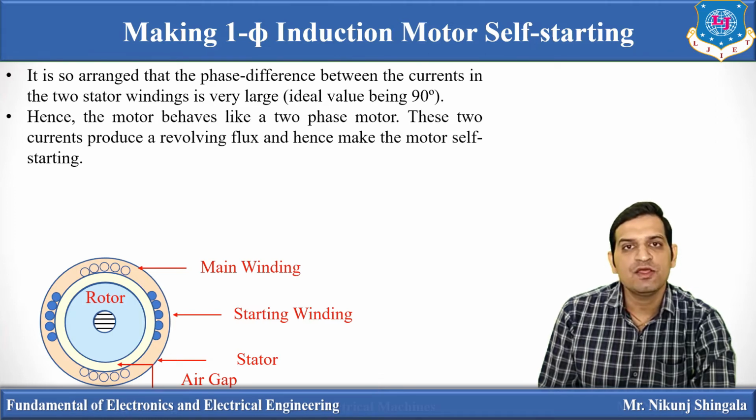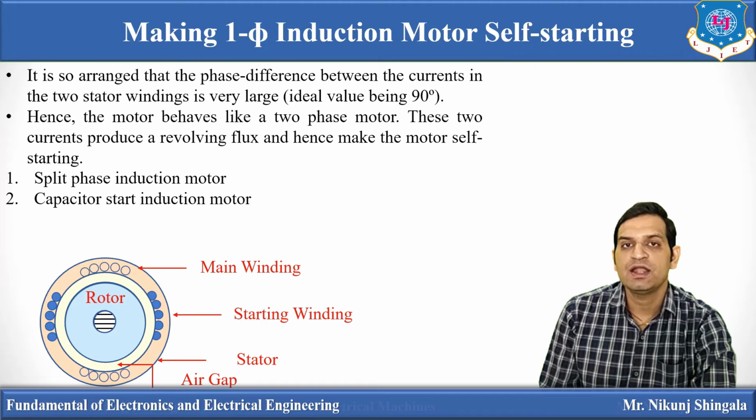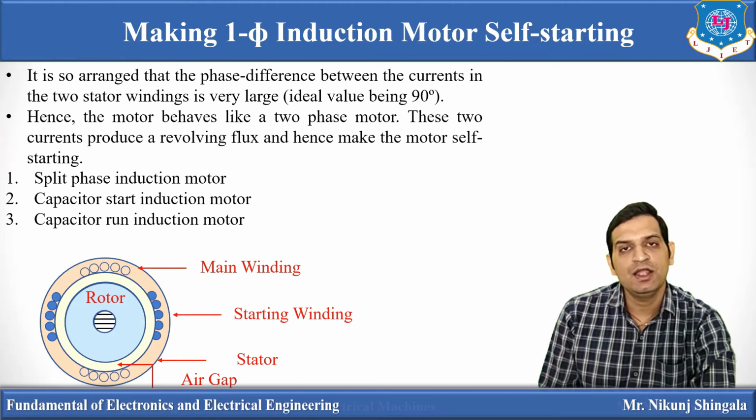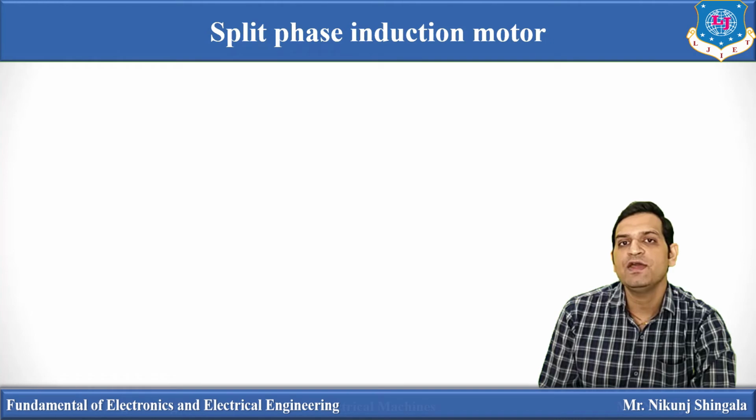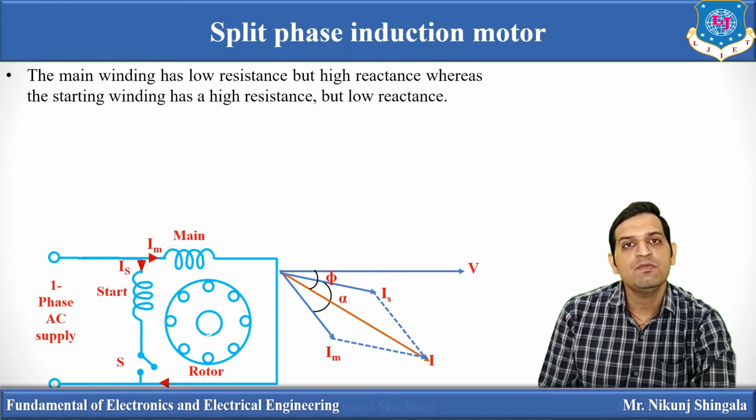Based on the starting mechanism used, single phase induction motors are classified into the split phase induction motor, capacitor start induction motor, capacitor run induction motor, and shaded pole induction motor. So let us understand each one by one. The first one is the split phase induction motor. As the name suggests, two windings are there, the main winding and the starting winding. The starting winding is also known as the auxiliary winding.